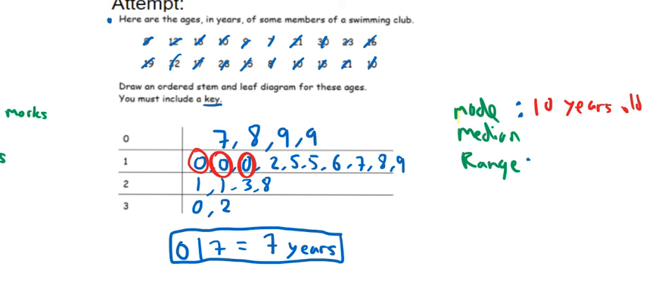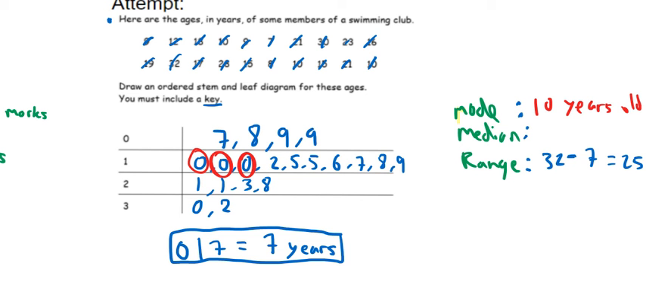The median, I'll leave that to the end because I have to kind of cross off everything. The range would be the biggest one. So the biggest one here, or the biggest age, is 32. So the person oldest in the swimming club is 32. The person youngest is 7, because 7 is the first one in it. So 32 take away 7 is 25.